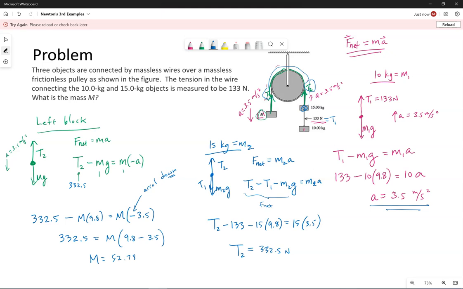So let's see, we have three significant figures. So 52.8 kilograms is what this would need to be. So ultimately that means the mass on the left, in order for the tension on the right in that particular wire to be 133 newtons, this mass on the left needs to be 52.8 kilograms.